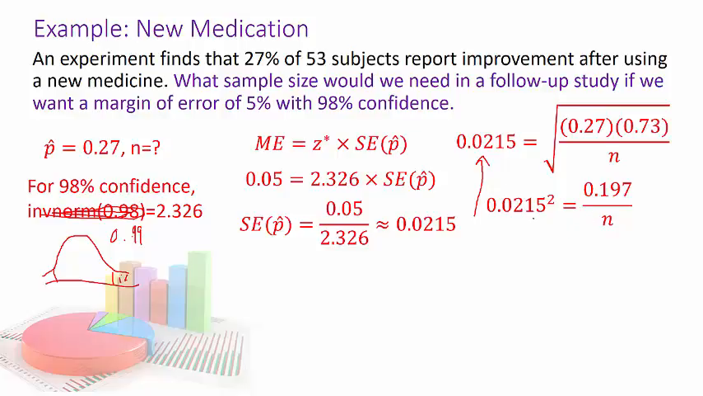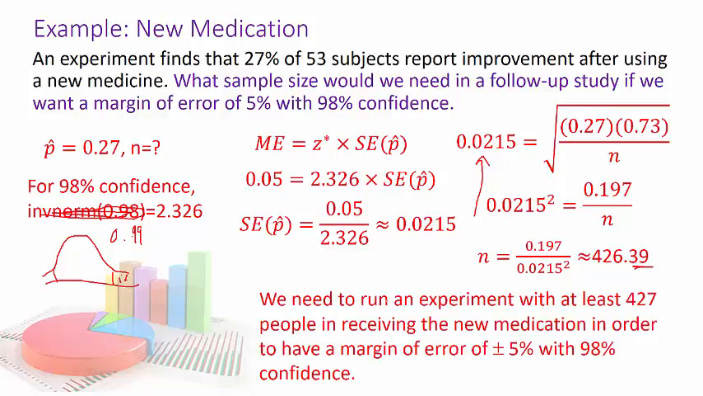Then I can square both sides, and I get this equation. If I cross multiply and divide by 0.0215 squared, I need roughly 426.39 parts of my sample. The only thing is you really don't want a decimal. Always round this up, because this was resulting of a rounding down. So you always round your count up by 1. So we would say we need to run an experiment with at least 427 people receiving the new medication in order to have a margin of error plus or minus 5% with 98% confidence.